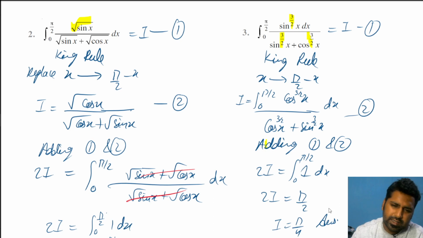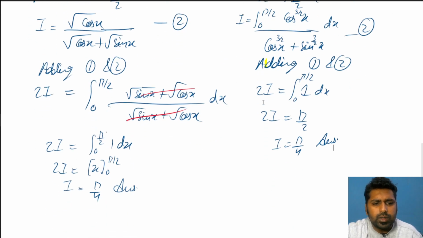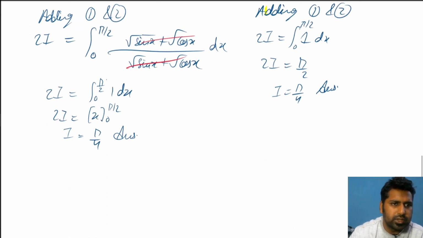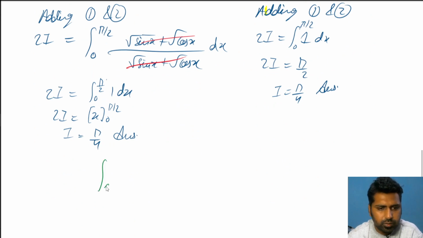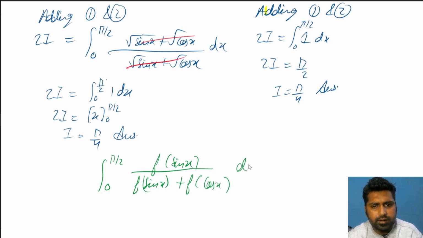I've done it directly, you can take steps, but the idea is exactly the same. The terms will be the same. So what conclusion can I draw from these two questions? If the question is 0 to pi by 2, a function of sin x is written in the numerator, and the same function of sin x plus the same function of cos x is written in the denominator, dx, the answer of this will always be pi by 4.